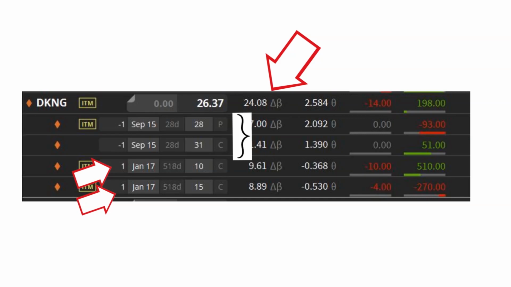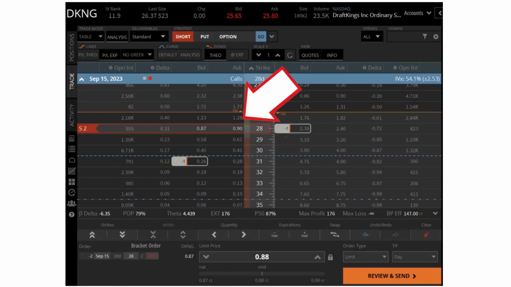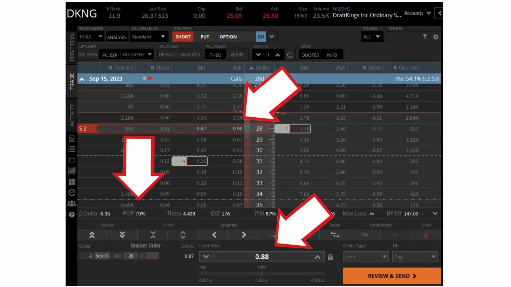We've done very well overall being long DraftKings, and we want to stay that way going forward since we like the stock long term. So what we're going to do is sell 2 calls against the LEAPS options to turn them into poor man's covered calls. This will add $88 times 2 contracts, so $176 to our accounts right away. It has a 79% chance of being profitable. POP stands for probability of profit.